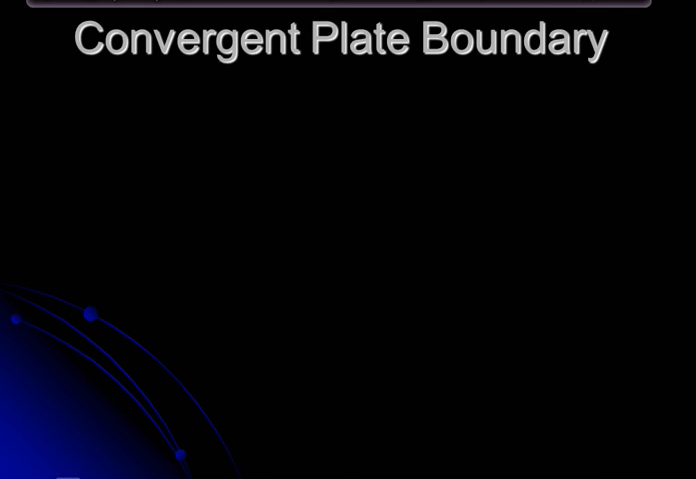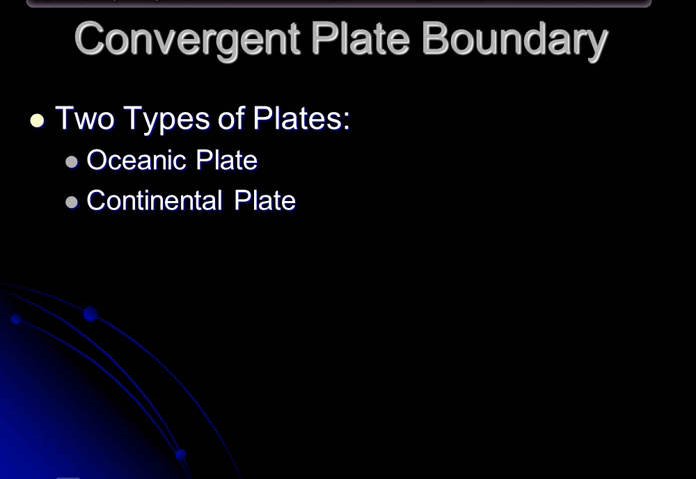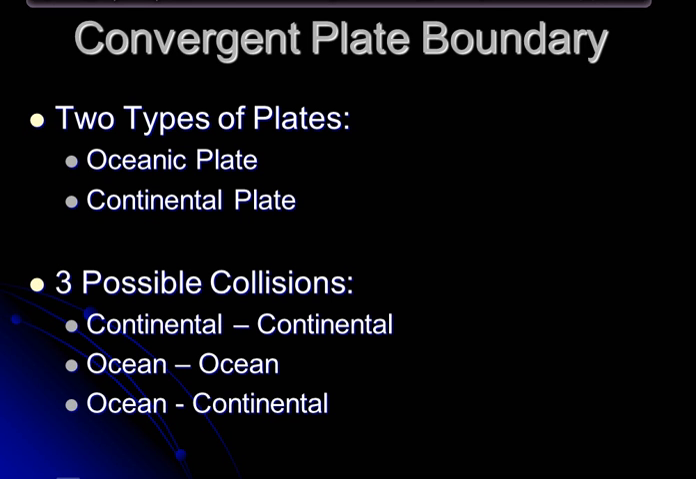The next plate boundary that we want to talk about is convergent plate boundaries. There's two types of plates, oceanic plates and continental plates. So given two plates, there's three possible conditions for collisions. And I know you math people are saying, oh, so if we got two variables, there's three possible setups. We could have continent to continent, ocean to ocean, or ocean to continent. So those we'll talk about independently of each other.